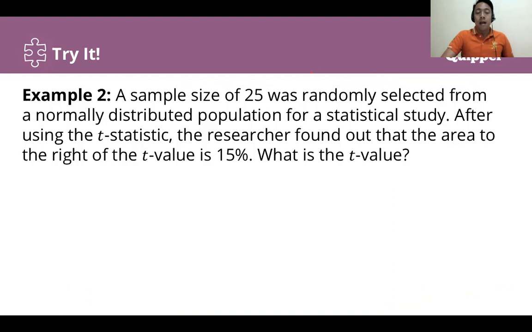Next example. A sample size of 25 was randomly selected from a normally distributed population for a statistical study. After using the t-statistic, the researcher found out that the area to the right of the t-value is 15%. What is the t-value? So, ang nawawala naman si t-value. We have a sample size. So, meron dalawang nawawala. Correct? It's because we only have a sample size. Correct? So, wala yung ating df.